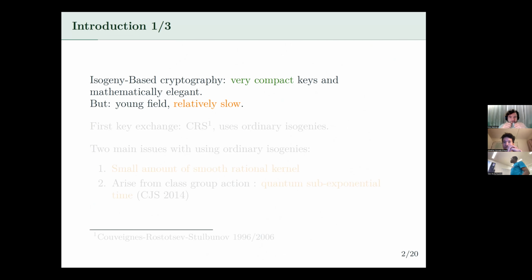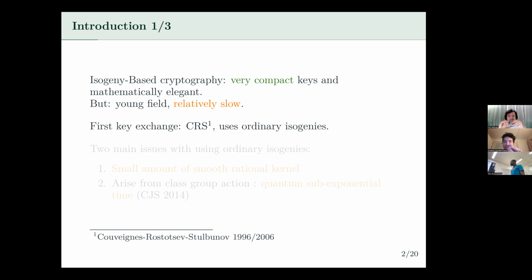Okay, now it's working. As we all know, isogeny-based cryptography is a very interesting topic today. Why? Because isogeny-based schemes have very compact keys, and isogenies are mathematically elegant. I'm an isogenist, so I can say that, but I'm not sure everyone shares that opinion. The field is quite young, only about 15 to 17 years old, and the schemes are also relatively slow. Those are the two drawbacks of isogeny-based cryptography, at least before July 2022.